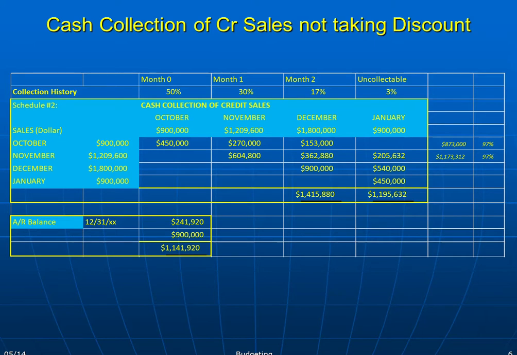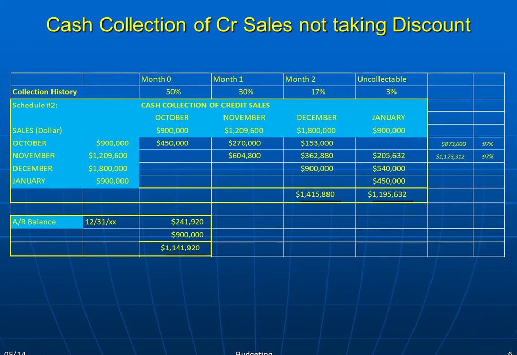Now, what we're looking for in this particular schedule is this amount right here. This is the amount in December that we expect to collect of the 60% of our credit sales that do not take a cash discount. And we can do that for December and January. We can't do it for October and November because in order to do so, we would have to have information from the months preceding.